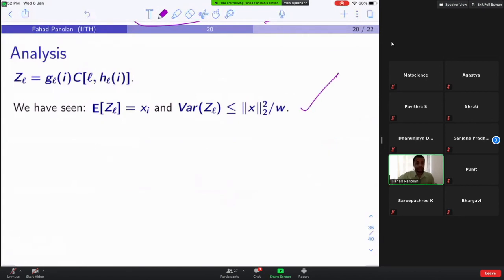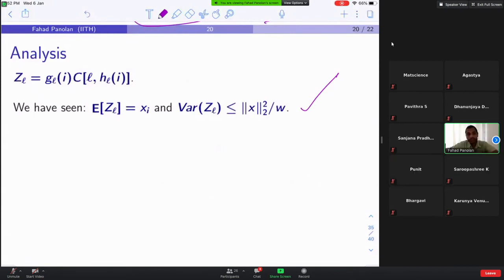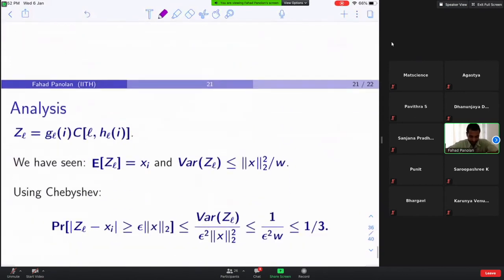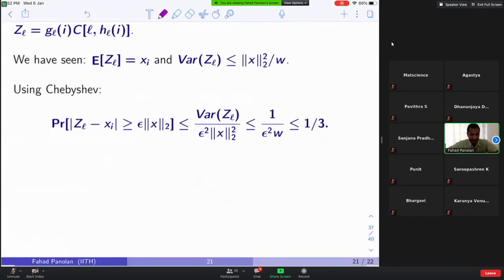Okay, so what we have done? Expectation of ZL is equal to Xi, and variance of ZL is at most the square of the L2 norm of X divided by W. And W is the width of the hash function, which we set to something like 3 by epsilon square. Now we want to apply Chebyshev on the random variable ZL minus Xi.